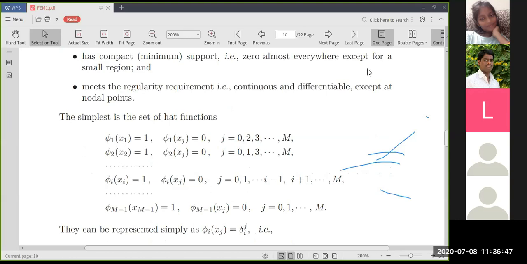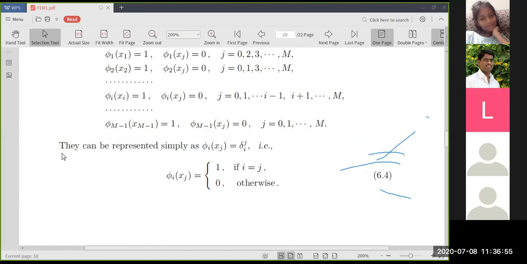That's what we have seen. The hat function is what we have seen. Phi1 starting from phi1, etc., up to phi m minus 1. So you have m minus 1 functions. They satisfy this property, the Kronecker delta property. That is phi i at xj will be delta ij. When i equals j, it is 1, it is 0 otherwise.